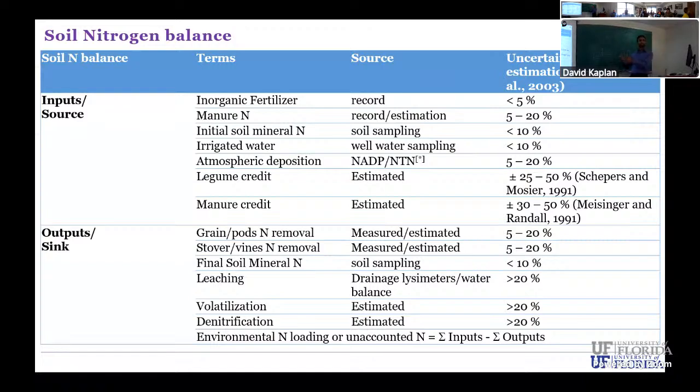Some of these parameters are measured, we actually collected the soil sample and measured, and some are estimated from literature or from different models. Same with different outputs, we actually collect tissue samples, yield samples, and see how much nitrogen is in those. What is the residue, what nitrogen is in the residue, what is left in the soil, how much is the leaching, volatilization, and these are some of the uncertainties associated with each of these measurements.